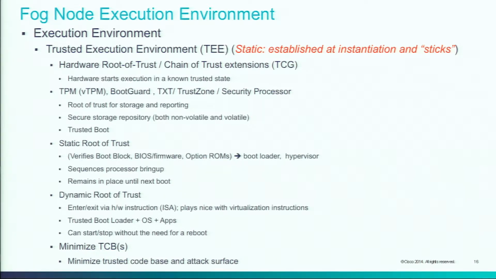Dynamic root of trust, in the case of a virtualized system with a hypervisor, the individual VMs can then dynamically establish and extend that root of trust up through the VM and potentially the applications in that VM. But they can come and go. You start and stop, so they're not sticky. They're established when the VM is established, and they go away when the VM goes away. That doesn't cause any issues for the static root of trust that was established when the system was booted.